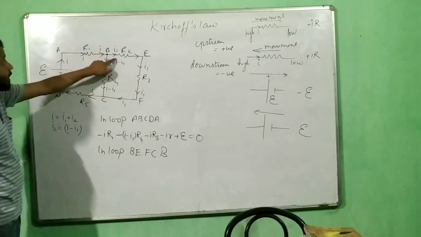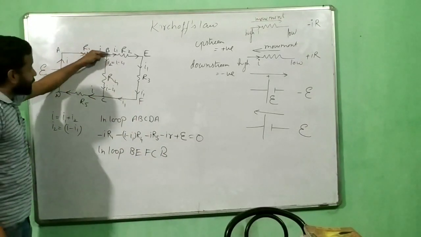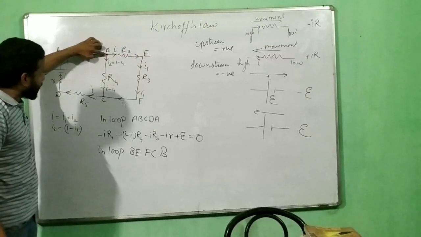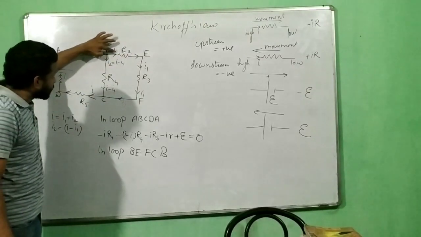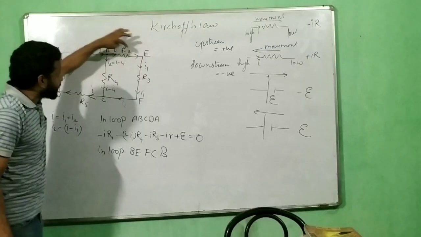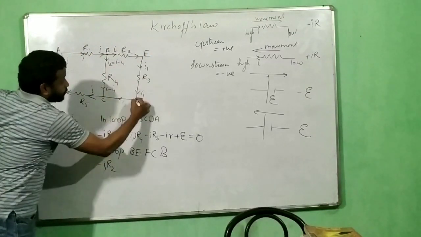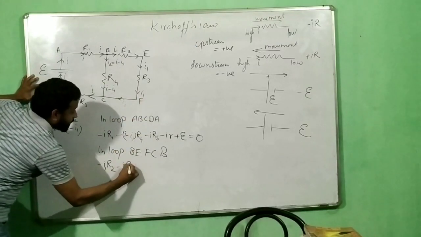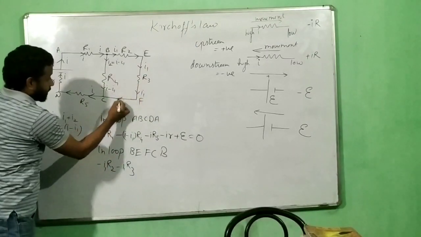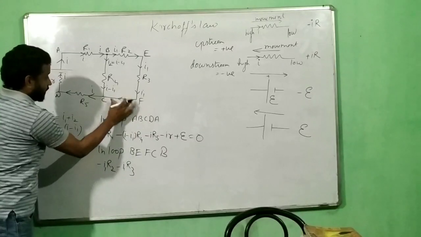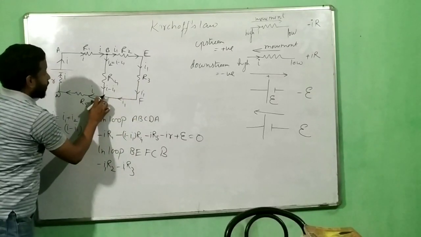Now start from B. You are going from B to E. That means you are telling the examiner that I am going from B to E. That is the direction of current, so you are going downstream. So minus I1 times R2. Downstream, minus I1 times R3. Nothing from F to C. Nothing.